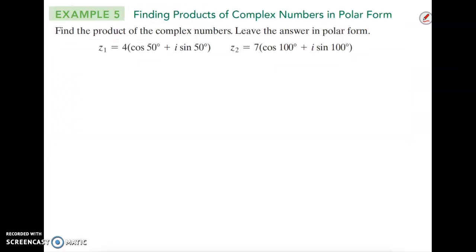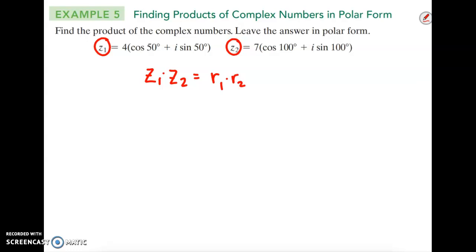So here's an example 5 from our book. Find the products of these complex numbers. Here is our first complex number, z sub 1, and we're going to multiply it by our second complex number, z sub 2. I'm going to write down the formula first. To take z1 times z2, we multiply the r values together.